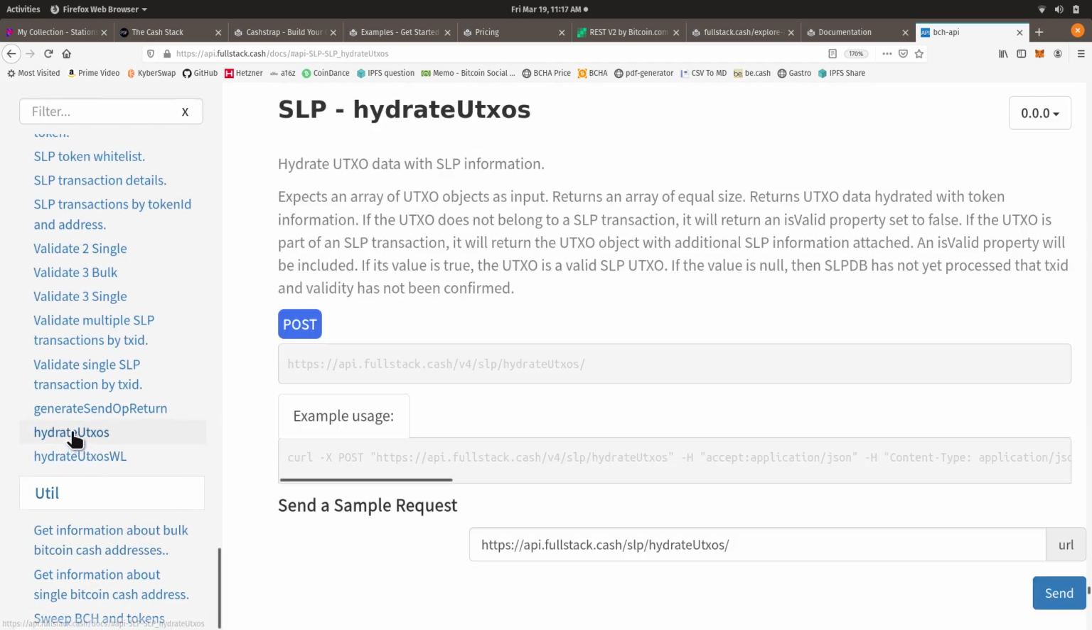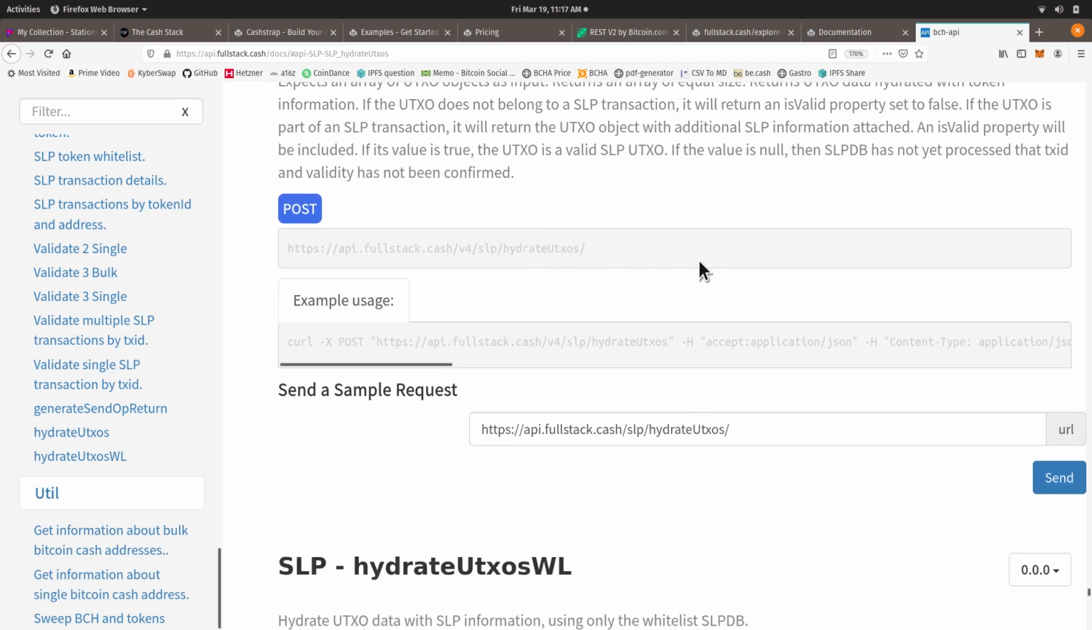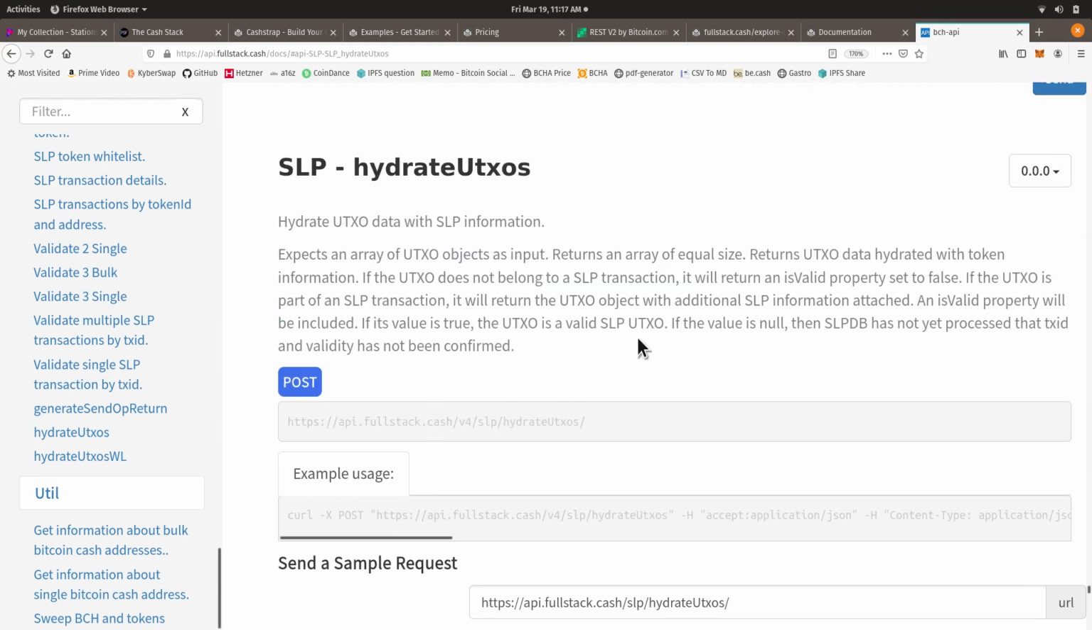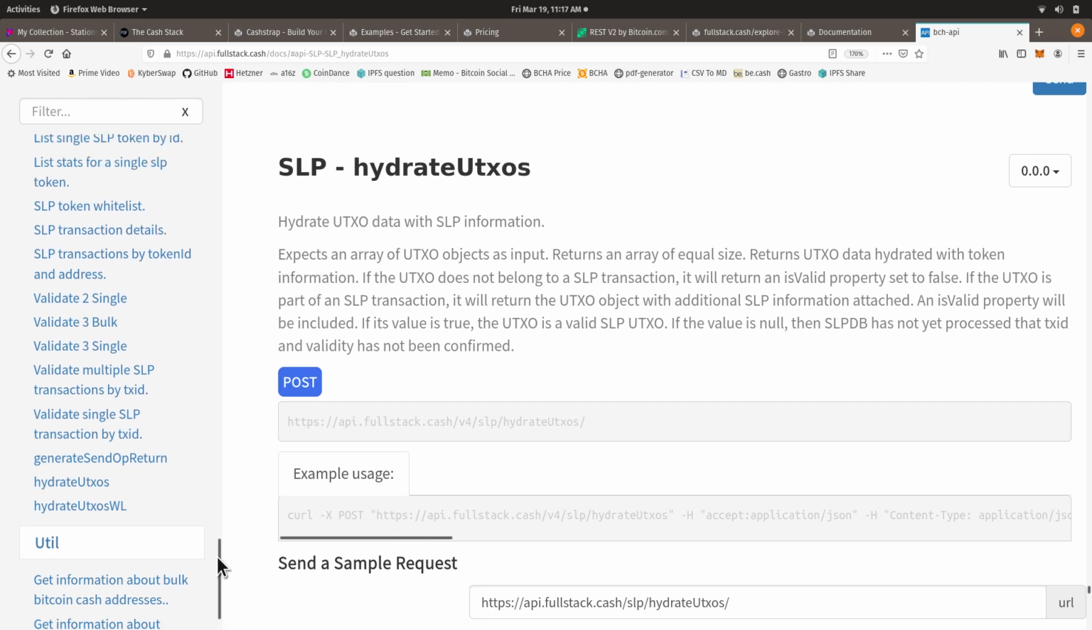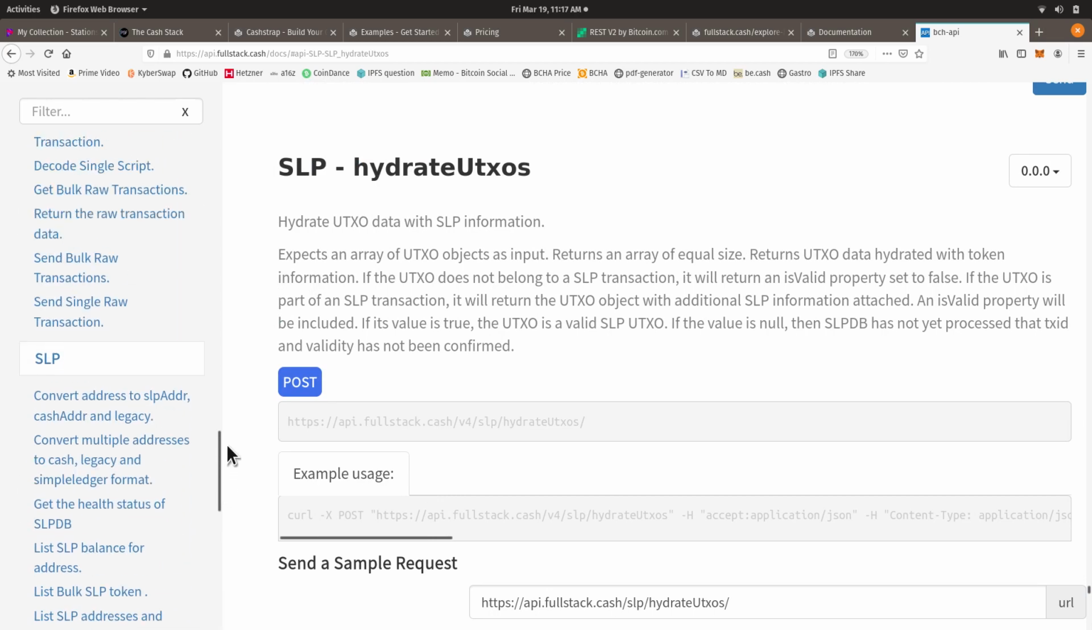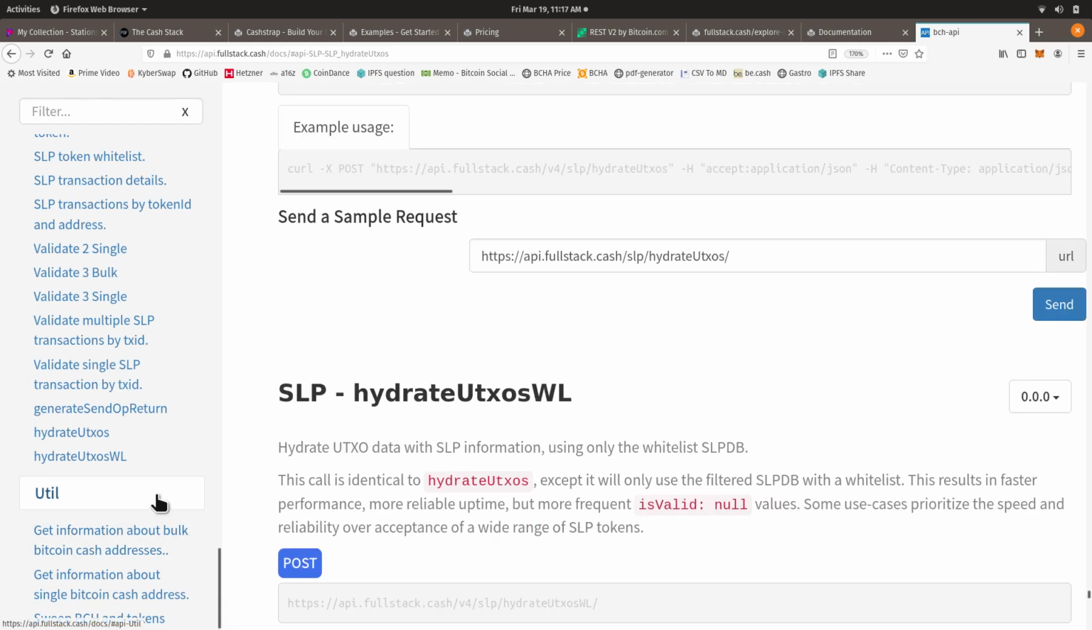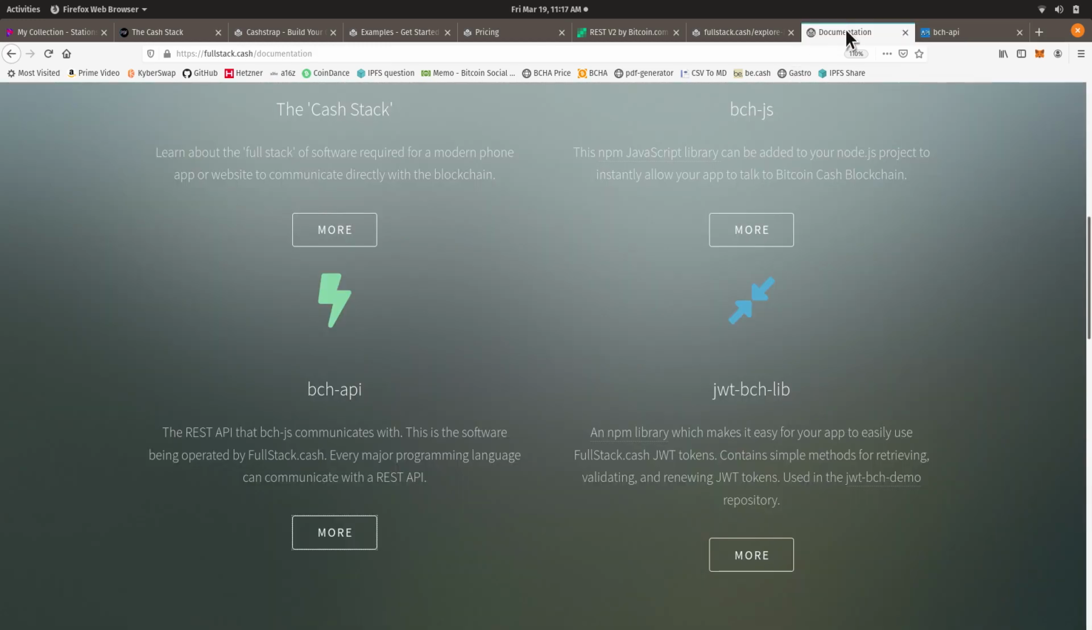One of our more popular API endpoints is hydrate UTXOs. It has curl examples that you can use, and this is a call for hydrating a UTXO with token data. There's also this newer function that's actually in BCH.js. So that's the REST API.